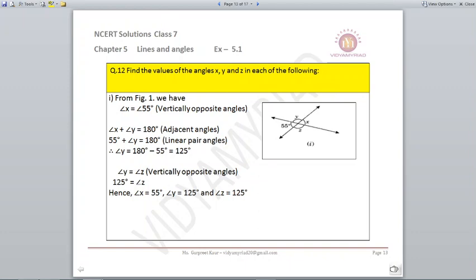Now you know angle y's totally opposite is z. So z will also be equal to 125 degrees because of the vertically opposite angles. So x is equal to 55, y is equal to 125 and z is also equal to 125.